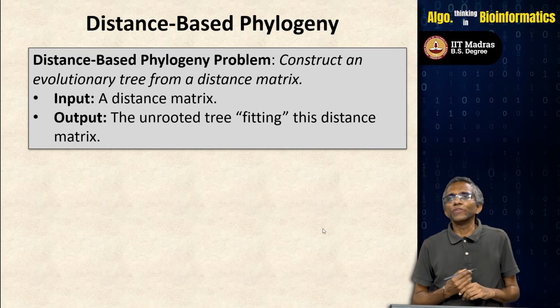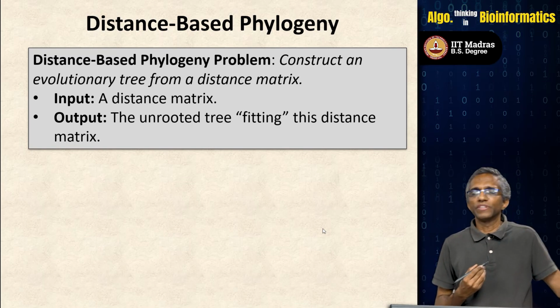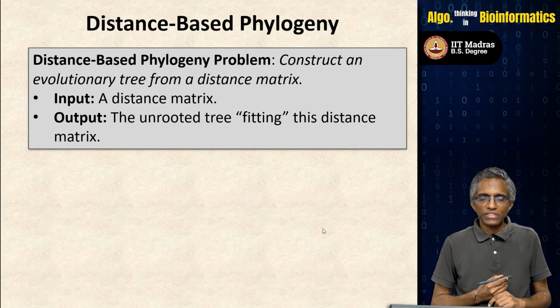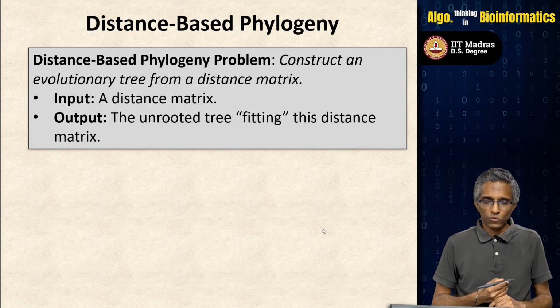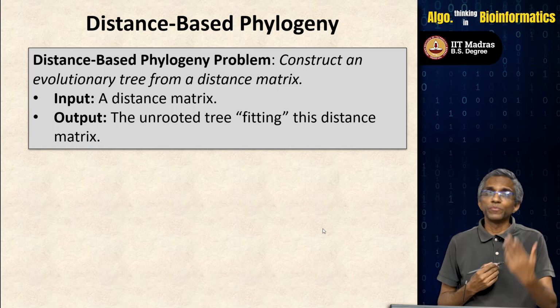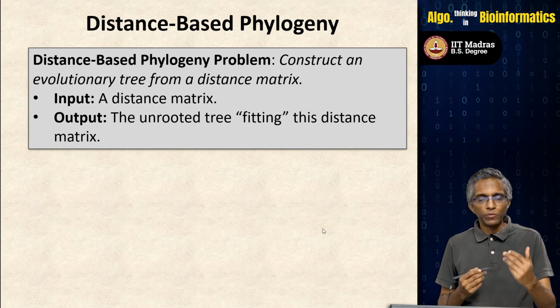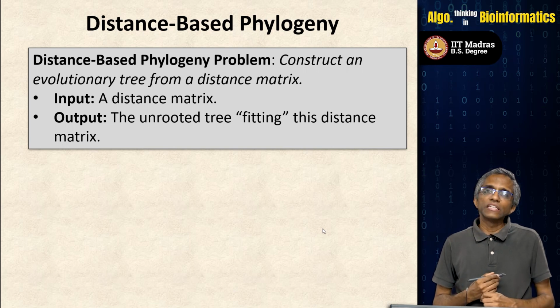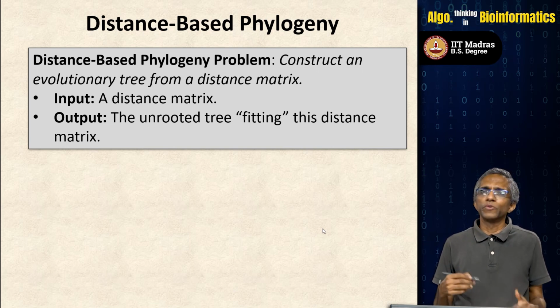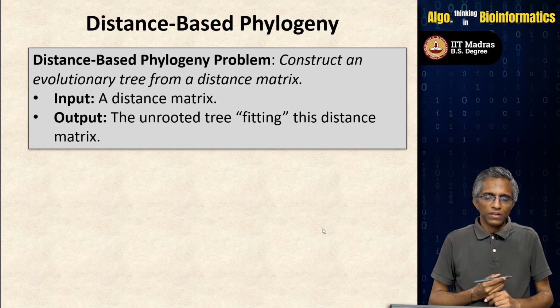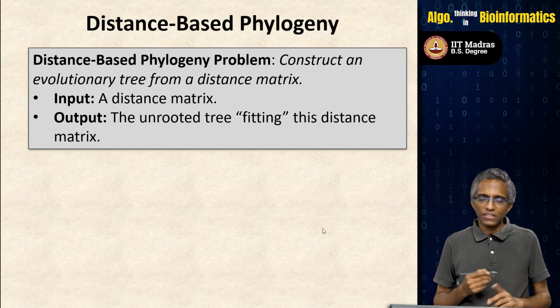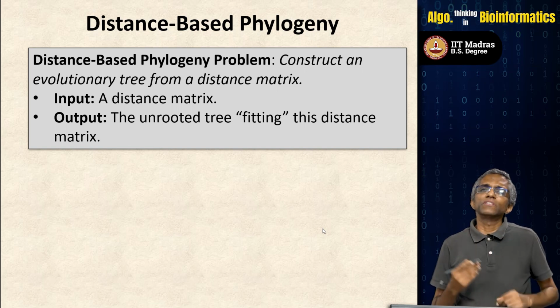So now we are ready to define the problem. We know what a tree is and we have recalled or refreshed our concepts about trees. So the distance based phylogeny problem goes in this way. You want to construct an evolutionary tree from a distance matrix. Input will be a distance matrix and the output is an unrooted tree fitting this distance matrix. Later on we will think about how we may want to root this tree, but for now let us just say that we want to only look at unrooted trees that are consistent with this distance matrix.